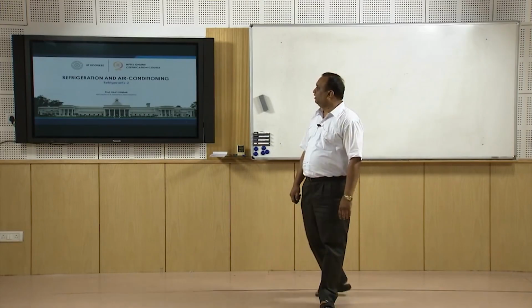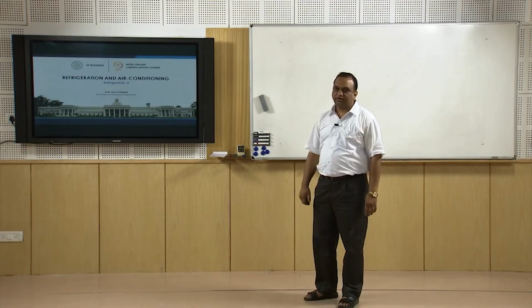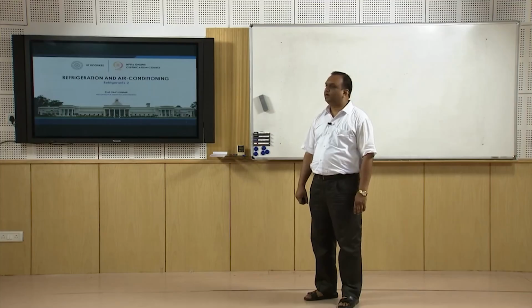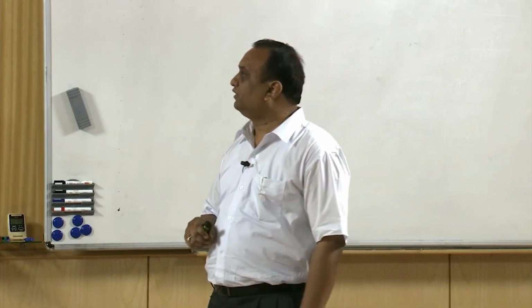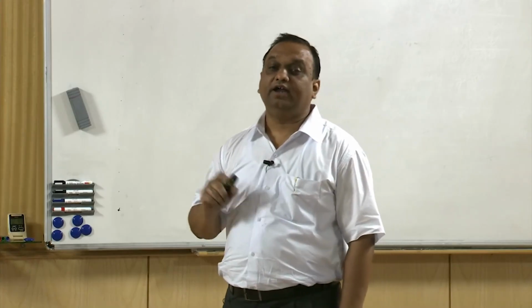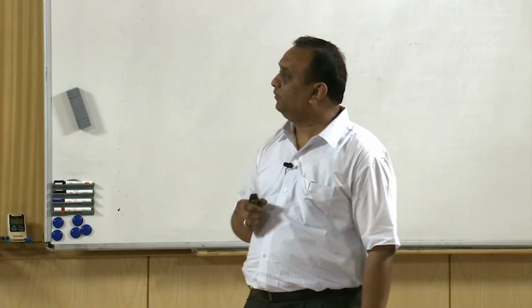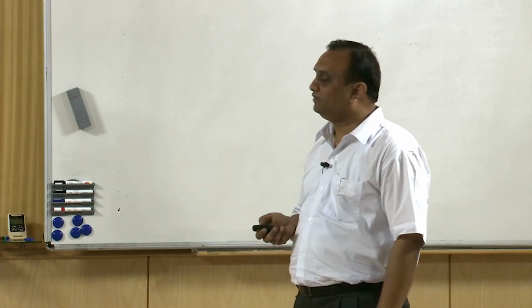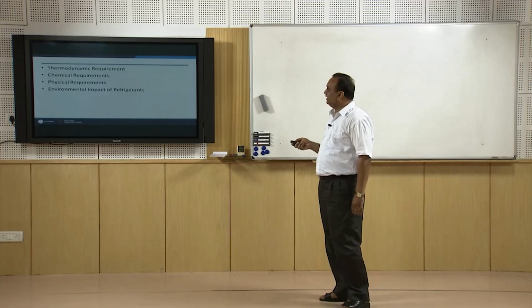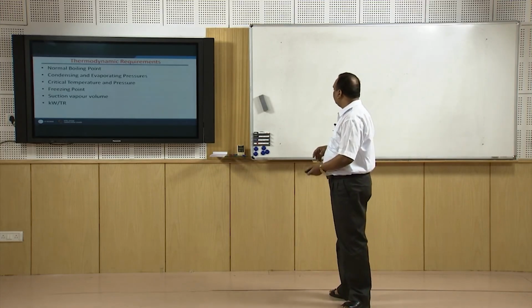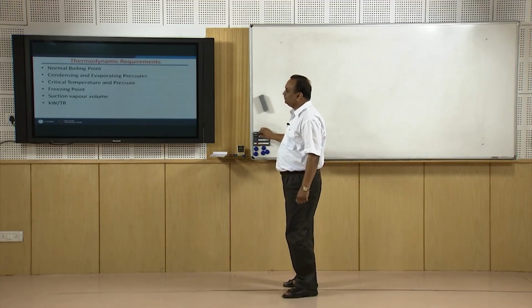Hello, I welcome you all in this course on refrigeration and air conditioning, and we will continue our discussion on refrigerants. In the previous lecture, we were discussing the requirements of an ideal refrigerant. So, requirements of an ideal refrigerant can be classified as thermodynamic requirements, chemical requirements, physical requirements, and environmental impact of refrigerants. This is also very important. The last one is the most important nowadays. We will start with the thermodynamic requirements.